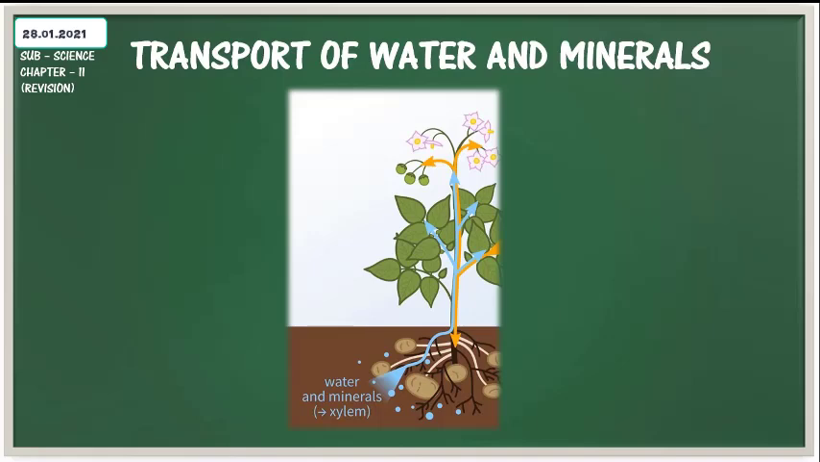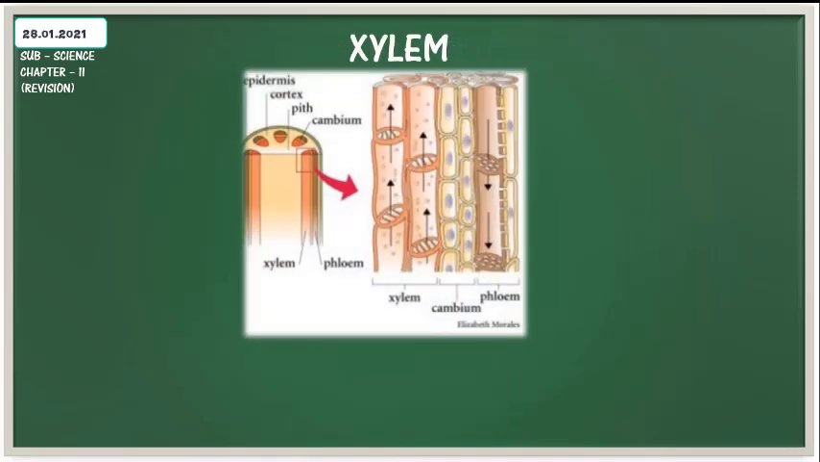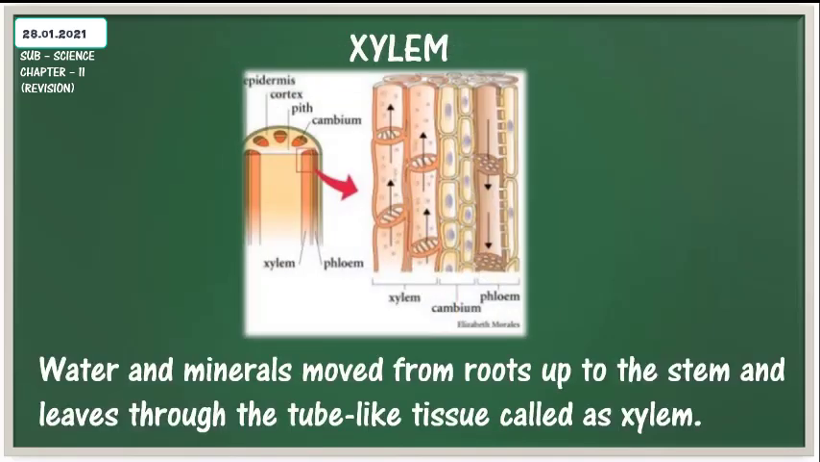It is moved from roots up to the stem and leaves through a tube-like tissue called xylem. Absorption and flow of water is a continuous process through the xylem tissue. Xylem tissues are the continuous network of channels which connect roots to the leaves through the stem and branches. It thus transports water and mineral to the leaves of the entire plant.